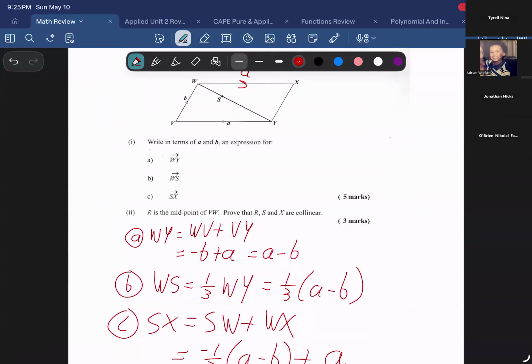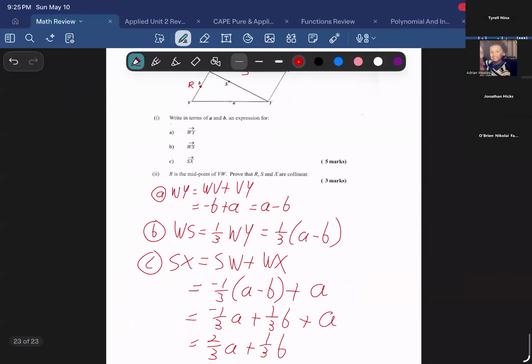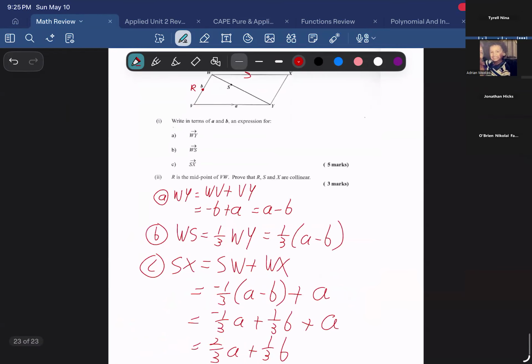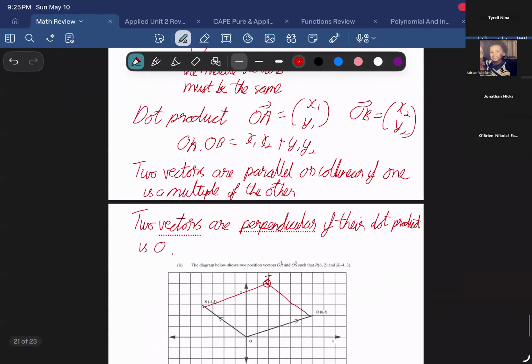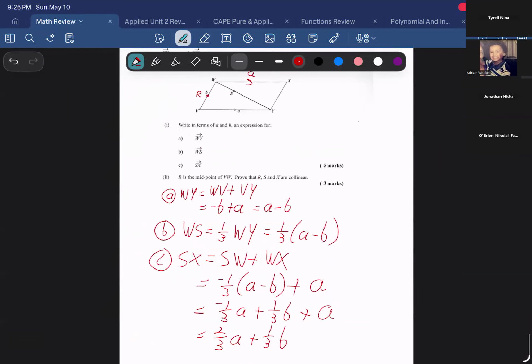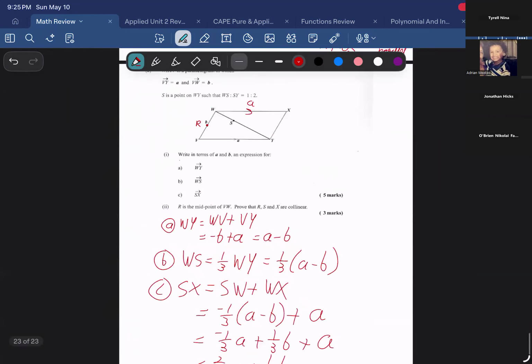R is the midpoint of VW. So we're putting this here. This is R. They want us to prove that R, S, and X are collinear. So what did we say collinear meant? One has to be a multiple of the other. So we found SX, and now we need to find RX.